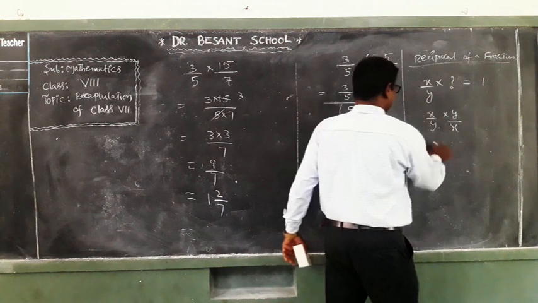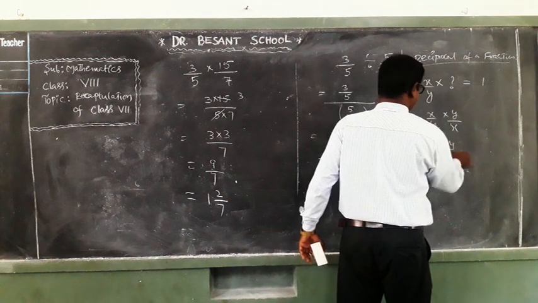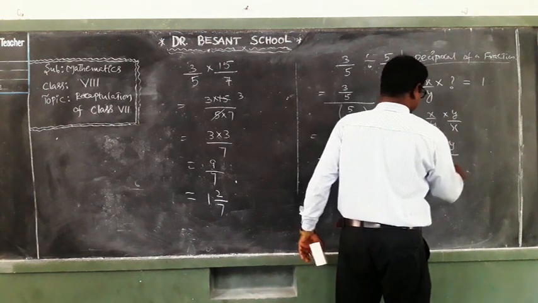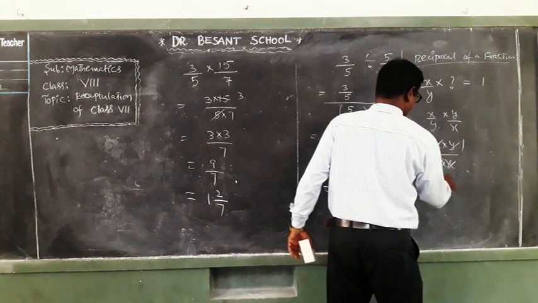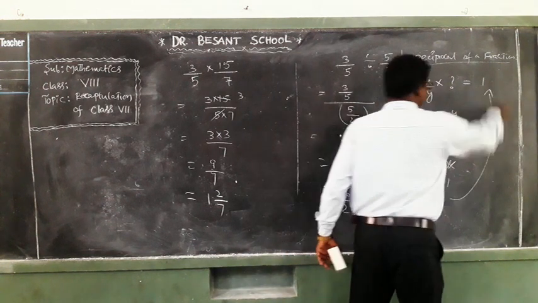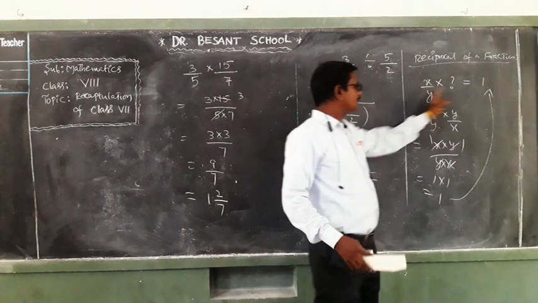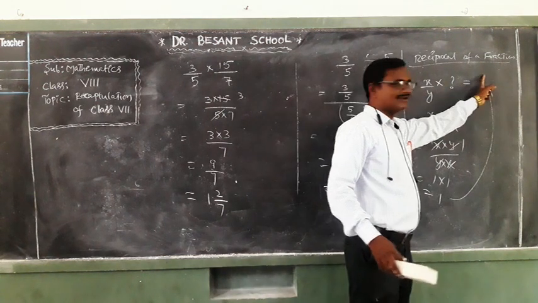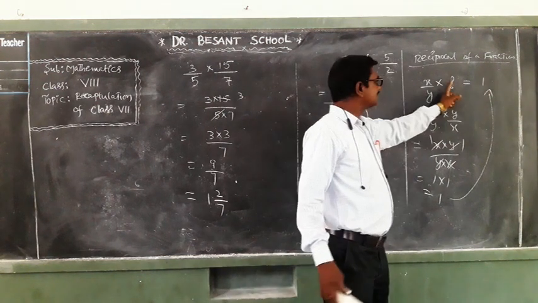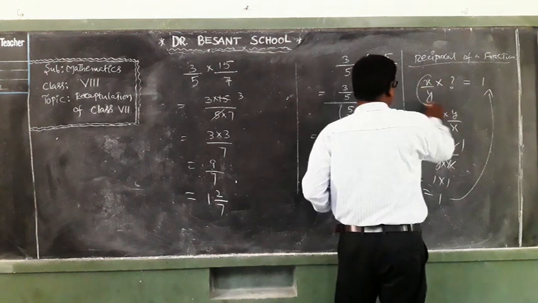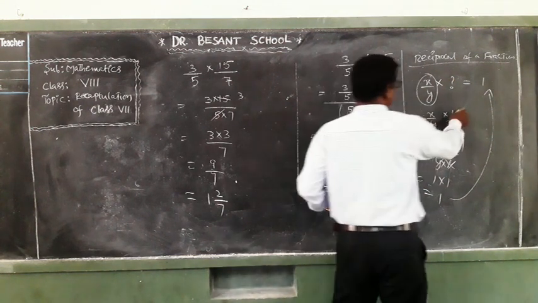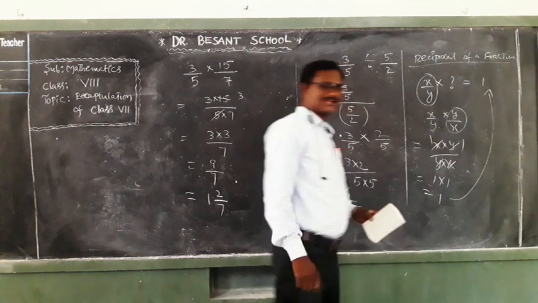Why? Because x into y by y into x, x by x is 1, y by y is 1. So 1 into 1 is equal to 1. That means when the product of two fractions is 1, then one fraction is called the reciprocal of the other. So what is the reciprocal of x by y? y by x.